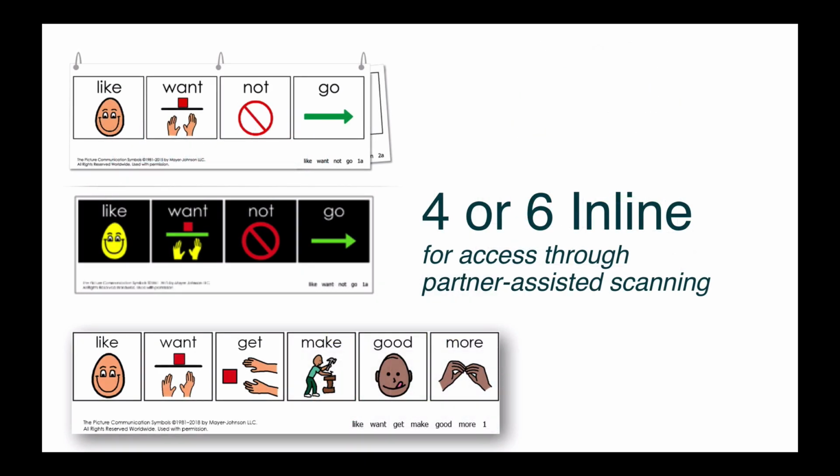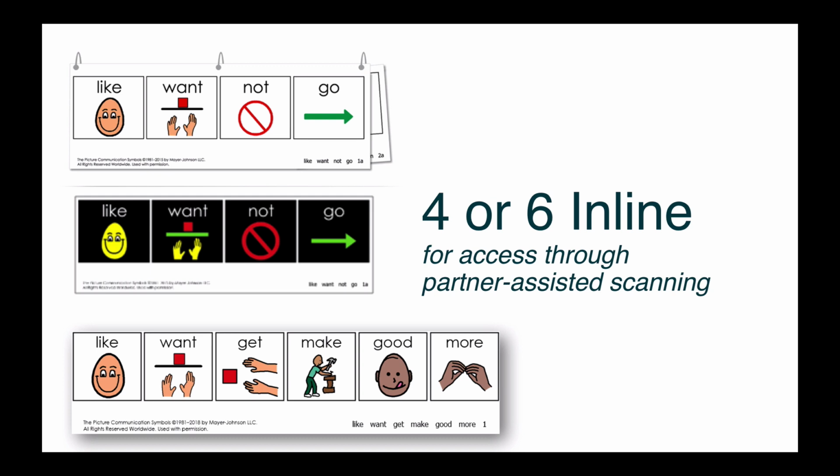The 4 or 6 inline format shows 4 or 6 symbols in a row across 9 or 6 pages. This format is designed to support access through partner-assisted scanning. A high contrast version is available for students with visual impairments. Adults point to and say the name of each symbol from left to right. As symbols are presented, the adult waits for a student to respond.